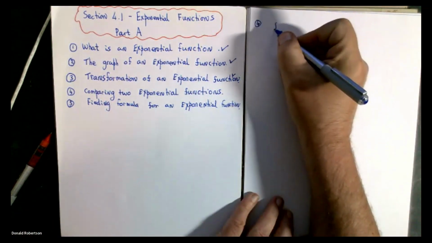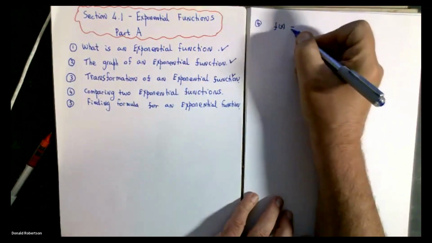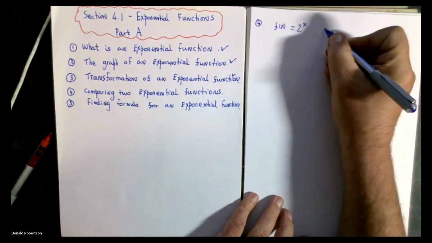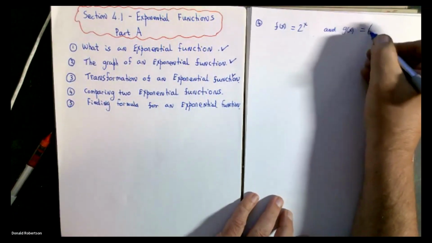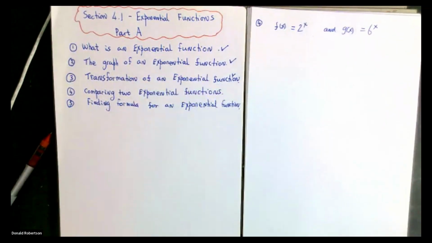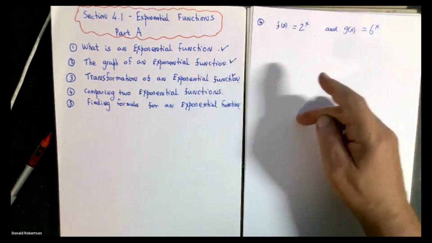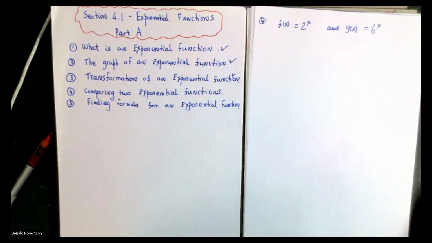So here we are going. Suppose I wanted to compare 2 to the power of x and 6 to the power of x. What would the two look like? Well, they both have a base bigger than 1, so we know that their shape's going to be this kind of uphill thing. And what else could we get? Well, let's have a look.